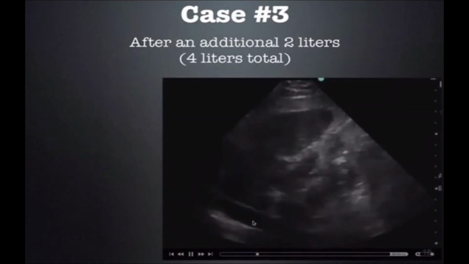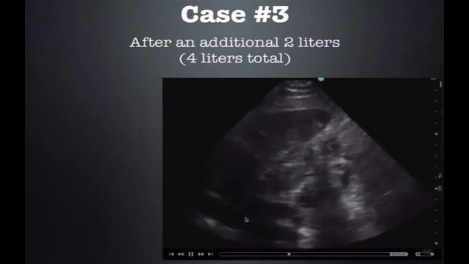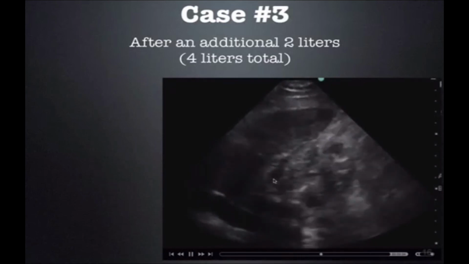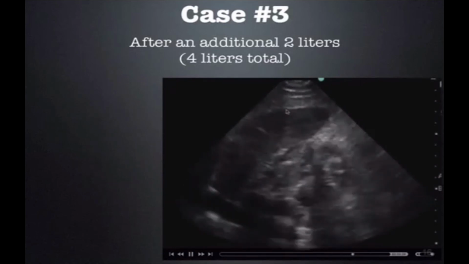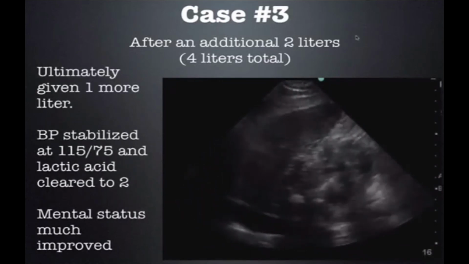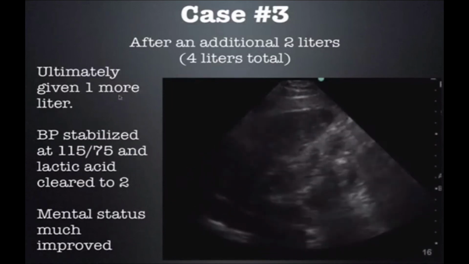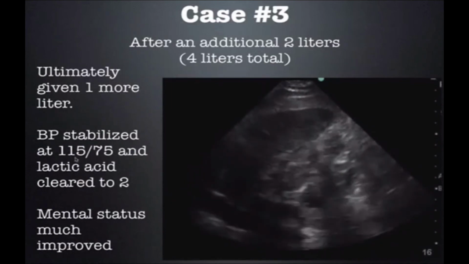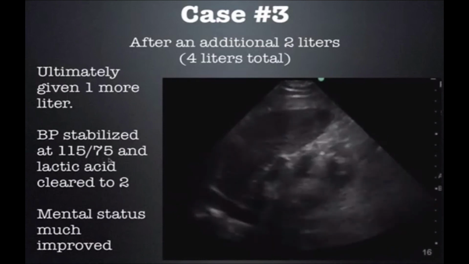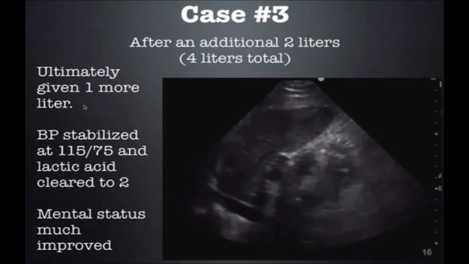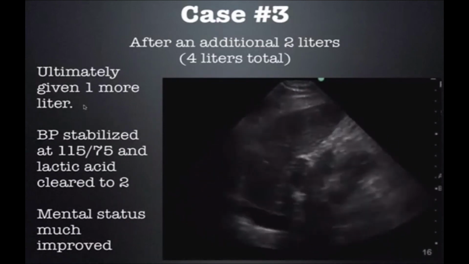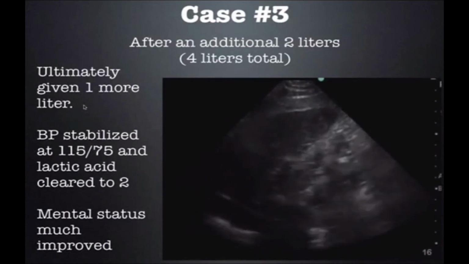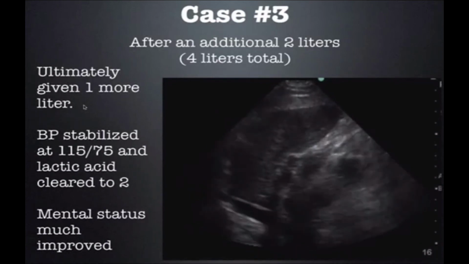Here's a repeat scan of the IVC. You can see now it's collapsing roughly 40%, 50%, somewhere in that neighborhood. Ultimately, we gave 1 more liter. The blood pressure stabilized at 115/75, and the lactic acid cleared to 2. So overall, the patient got 5 liters of fluid. The mental status was much improved after our therapies.